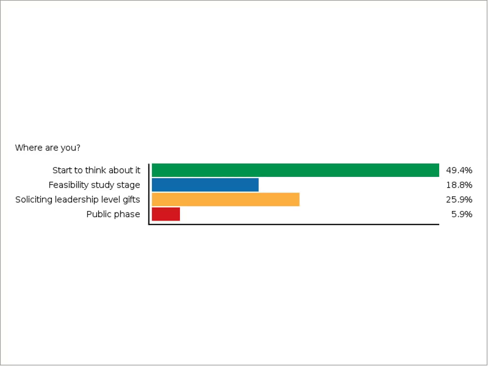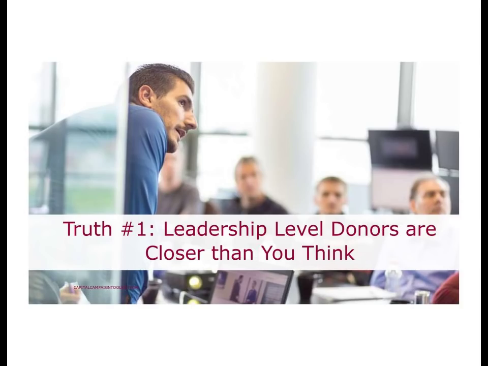So we're going to go ahead and get started with truth number 1. I'll get us started, and then Andrea will pick it up in just a second. So the first truth we're going to start with is leadership-level donors are closer than you think. What we want to say about this is that successful consultants who do capital campaigns know without a doubt that the largest gifts to your campaign are going to come from people that you already know. So people in your local community, your current donors, and they don't waste their time looking around to people outside your community for the largest gifts.